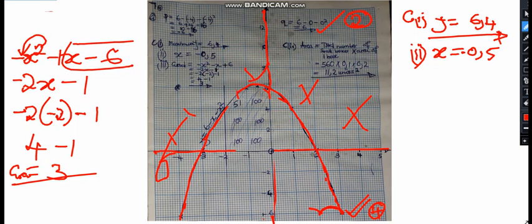Right, so what you draw is the y-axis, the x-axis, your curve, and the line x equal to minus 2. You will see the area bounded by the curve, the y-axis, the x-axis, and the line x equal to minus 2.